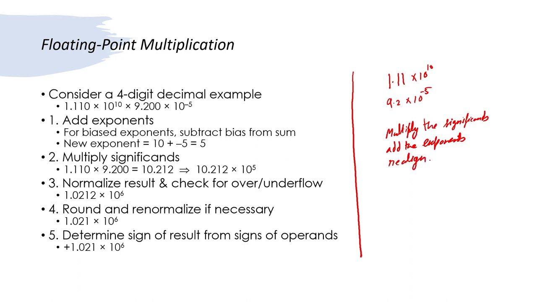So, this is what we have been taught in middle school for this. So, let us do this: 1.11 into 5. So, 10 minus 5 is 5. So, 1.11 into 9.2, or I would use the other way, 9.2.